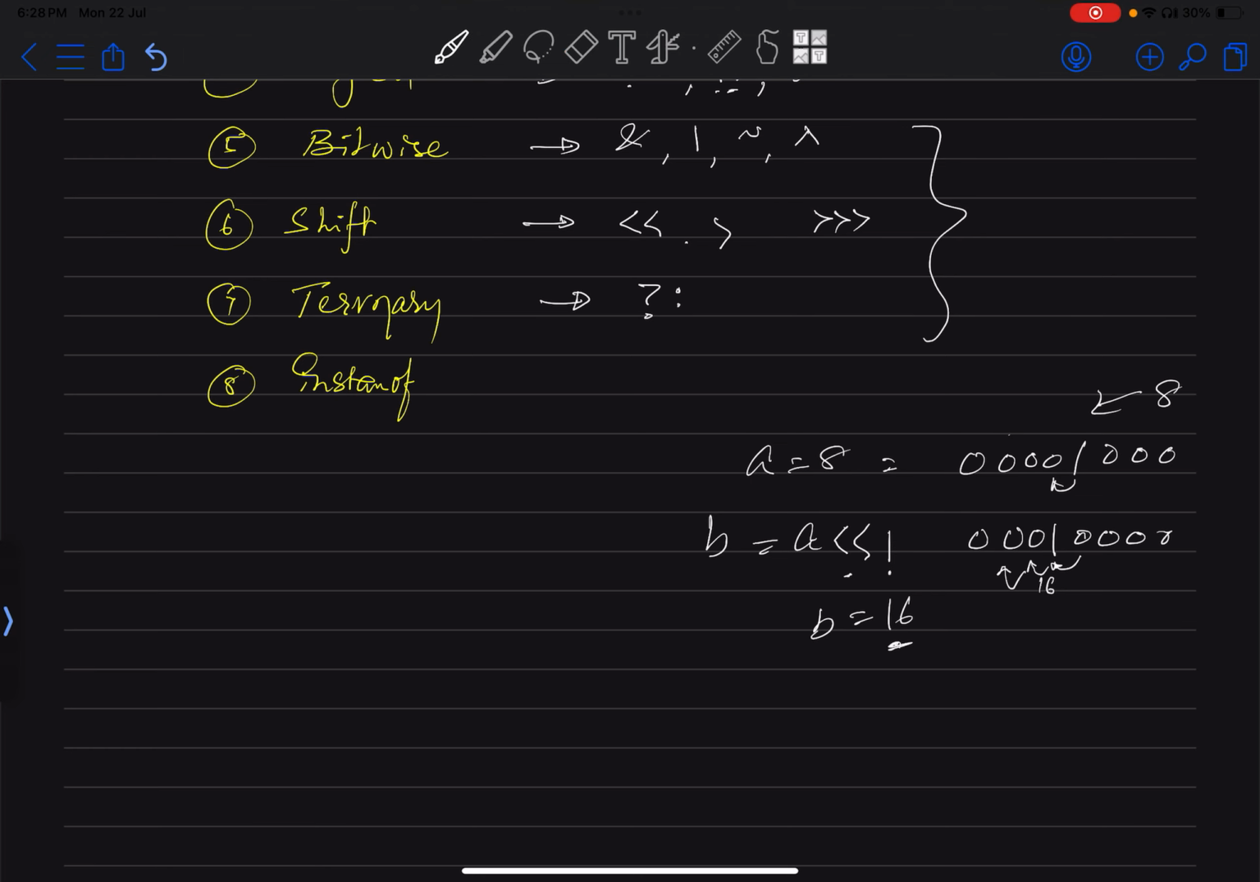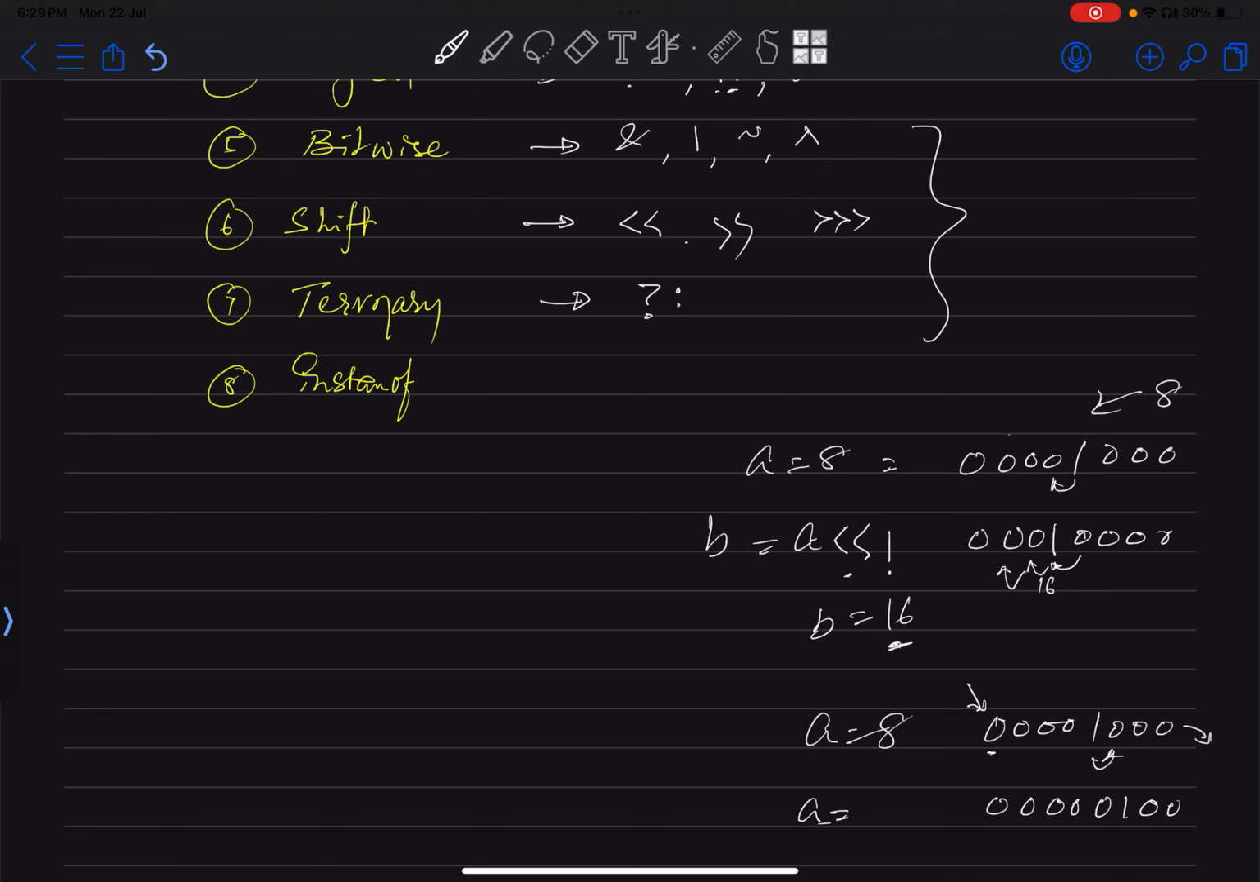If I use the right shift operator, then what happens? For example, if A equal to 8, then its binary representation in 8 bits is this. And if I perform a simple right shift, that means I am moving the bits this way. So this will become 0000 0100. Whatever extra bit is there is dropped, and whatever vacant position is there is preserved with the sign, whatever the sign is.